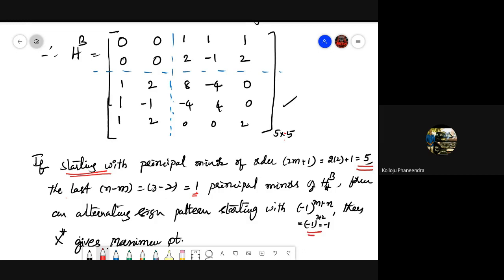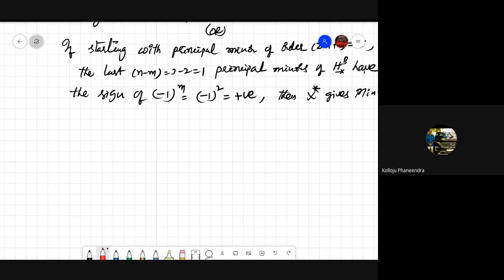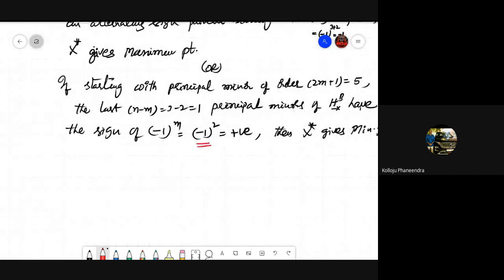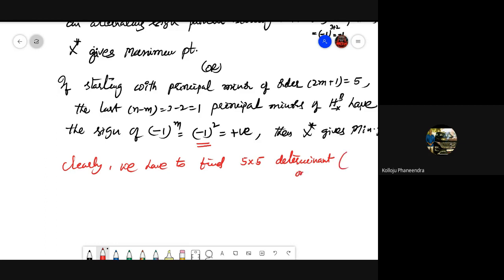If it has the sign negative, then it gives the maximum point. And if it has the sign of minus 1 whole square, positive, then it gives the minimum. Clearly, we have to find the 5 by 5 determinant, and nothing more is there.